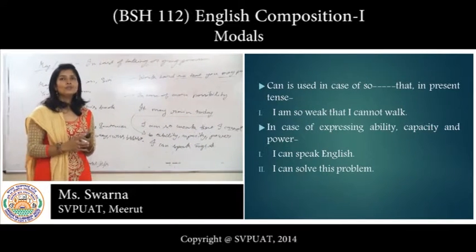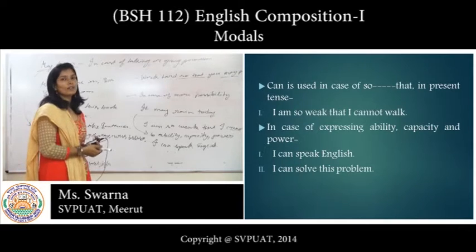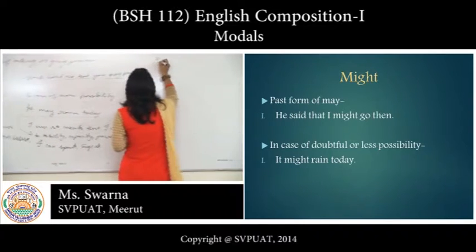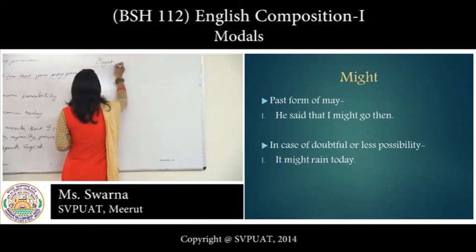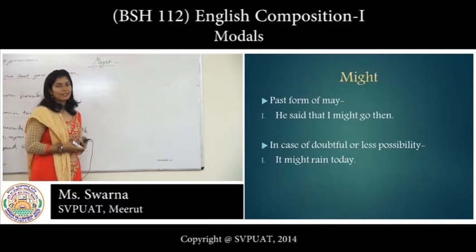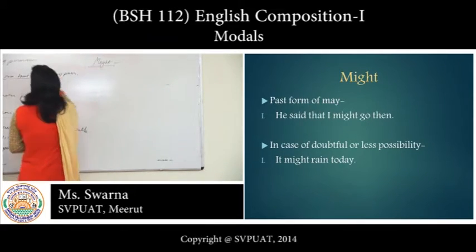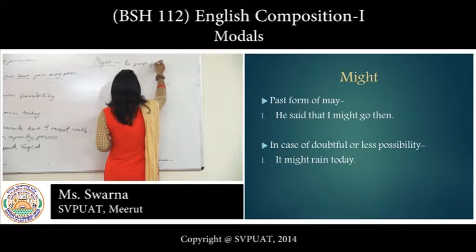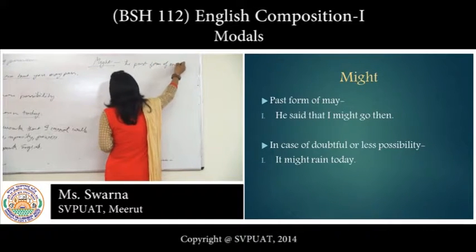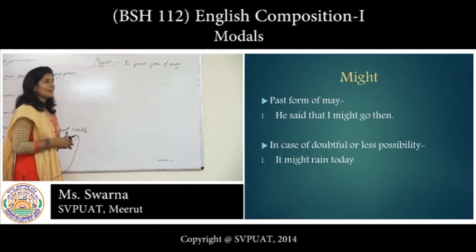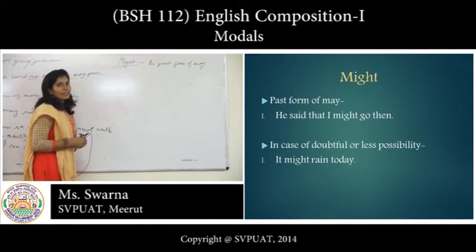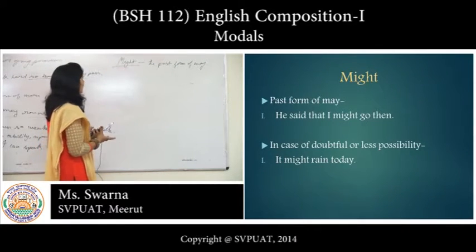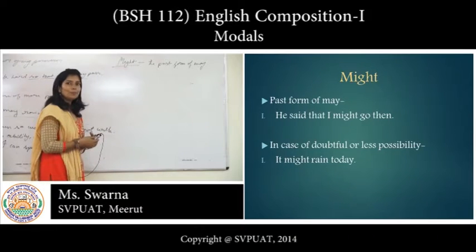So these are the uses of can. Our next modal is might. First use of might is that it is the past form of may. Like the sentence, in indirect speech, I said that it might be done. So this is the case of the past form of may.